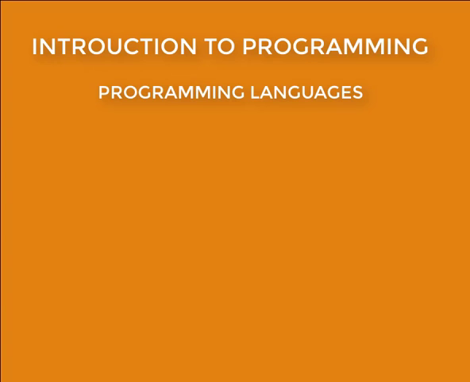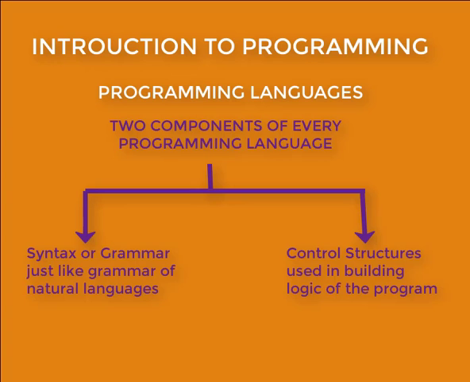Every programming language has two components, and these are syntax, or the grammar of the programming language, and the other part is the control structures, which are used in building the logic of the program. Just like you have natural language grammar, English grammar, French grammar, every programming language follows its own grammar for the most part. Some are similar to each other, some are very different from each other. And the other part of every programming language is the control structures, which you learn when you learn programming.